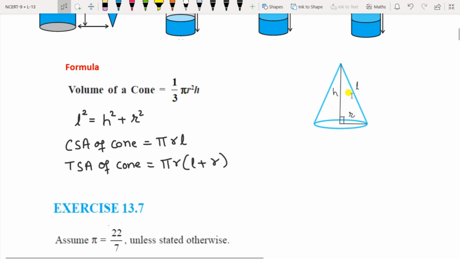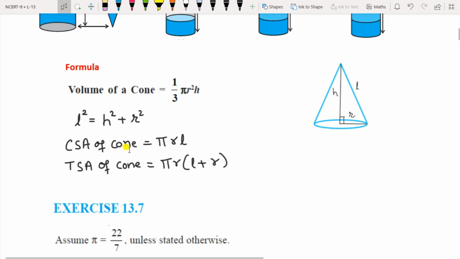Now this is a cone here, and these are its sides. The slanting side is called the slant height, represented by L. This is the height, represented by H, that is the length from the top of the cone to the center of the base. The distance from the center of the base to one of its edges is called the radius. Since there is a 90 degree angle here, this becomes a Pythagoras theorem. So the formula becomes L square equals h square plus r square. From this you can find any of the unknown variables.